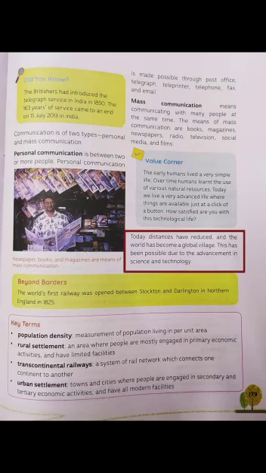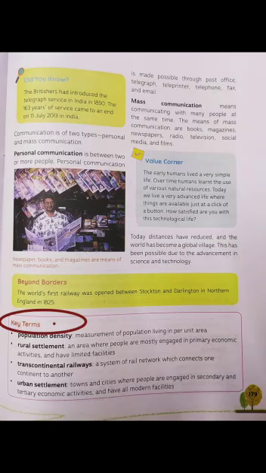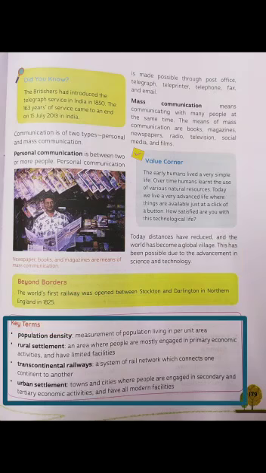Today distances have reduced and the world has become a global village. This has been possible due to advancement in science and technology. Now we will look over the key terms of the chapter, that is population density. Population density is a measurement of population living per unit area. The number of persons living per unit area is the population density.